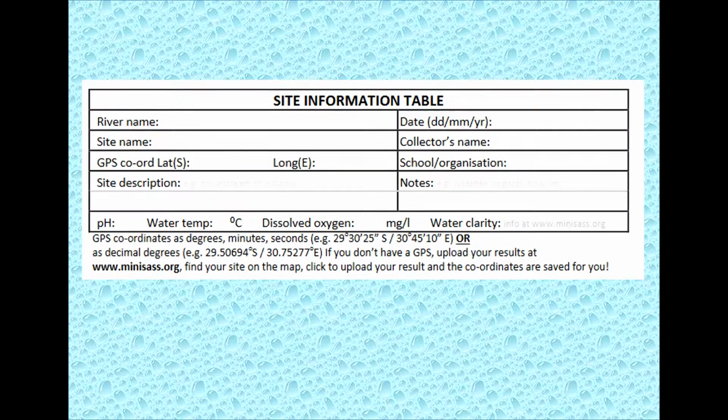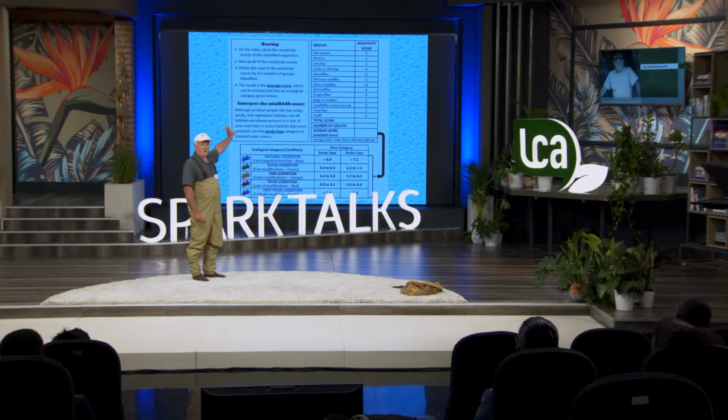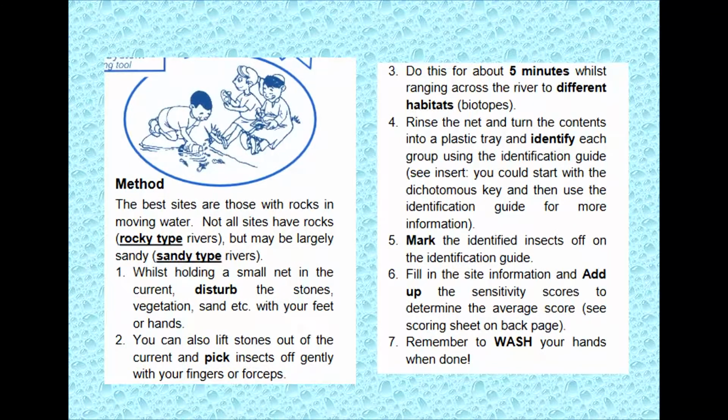First, this is the information you put in, basic information on your site and the river. If you haven't got a GPS, you can go on Google Earth, find that place, and get the coordinates there. This is the scoring sheet, the most important thing, and you'll see they explain to you how to do the scoring. Then they list the species or taxa that you're going to find. At the bottom, you can tell what the condition of your river is. Is it natural, in good condition, fair condition, or very poor condition? The different crabs there show you the icons for the kind of river you have.